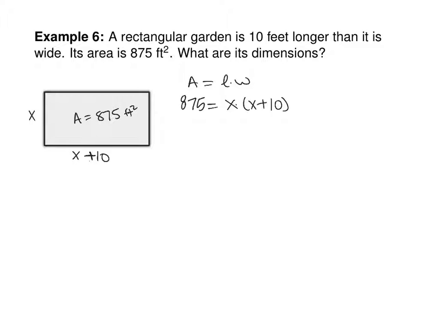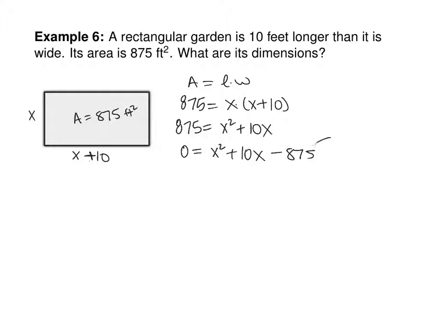Solving this equation will be a little bit more difficult, but not ridiculous. 875 will equal x squared plus 10x. Take away the 875, and I get 0 equals x squared plus 10x minus 875. And if you look at this and you cannot easily determine whether or not it factors, I would suggest using the quadratic formula. That would be my suggestion.